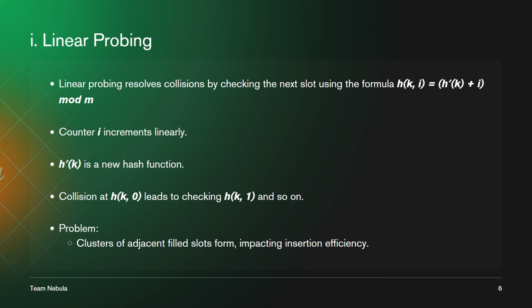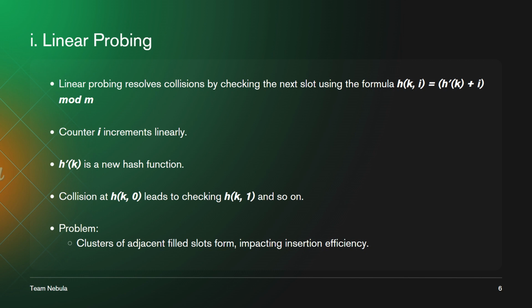Linear probing. In linear probing, collision is resolved by checking the next slot. h(k,i) equals (h'(k) + i) mod m. i is the set of non-negative integers starting from 0. h'(k) is a new hash function. If a collision occurs at h(k,0), then h(k,1) is checked. In this way, the value of i is incremented linearly.